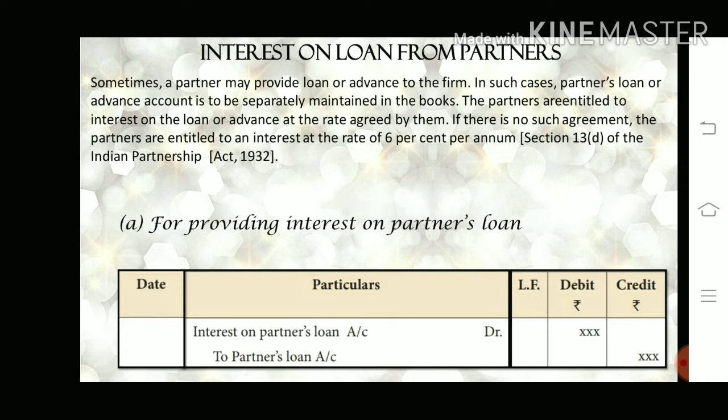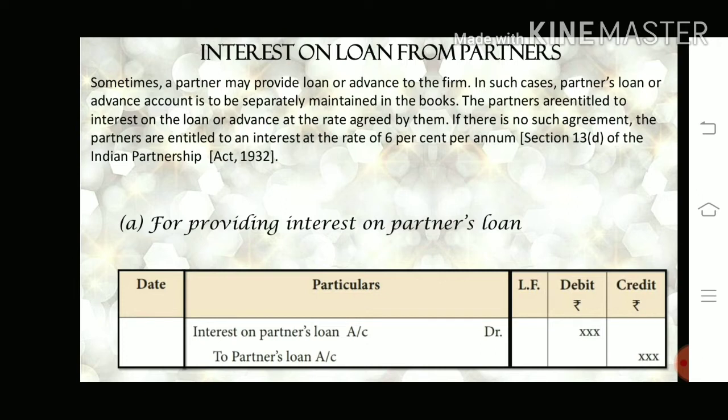If there is no such agreement, the partners are entitled to interest at the rate of 6% per annum. It's a very, very important point. Note this, 6% per annum. If we take a loan, we have to pay interest; we have to repay the interest at 6% per annum. This is Section 13(d) of the Indian Partnership Act 1932.